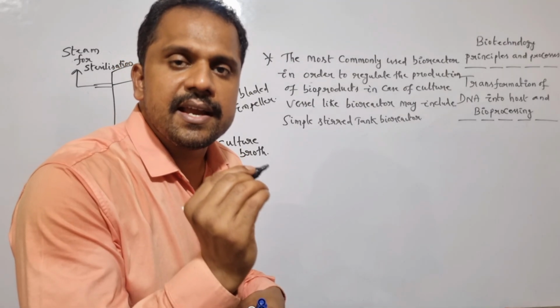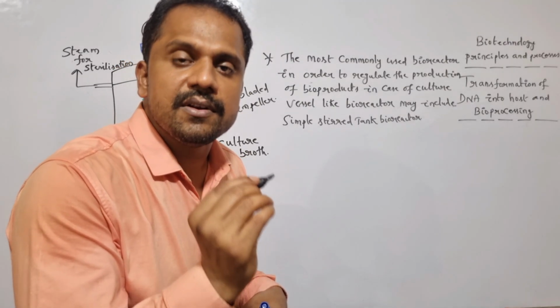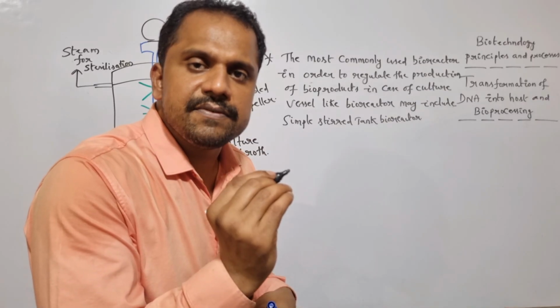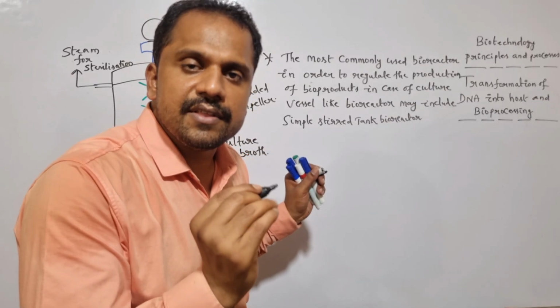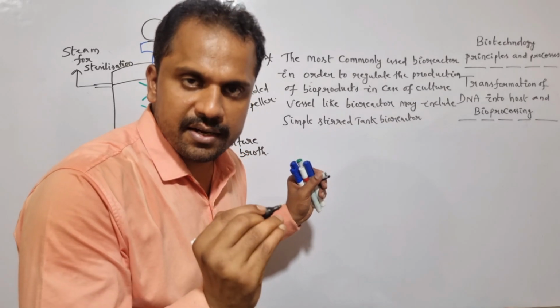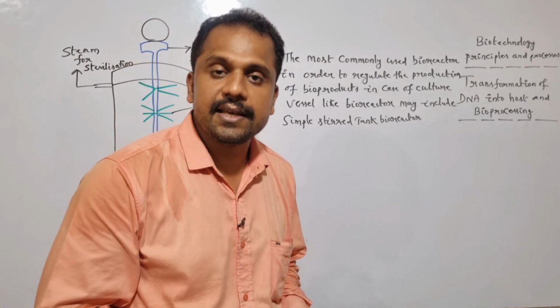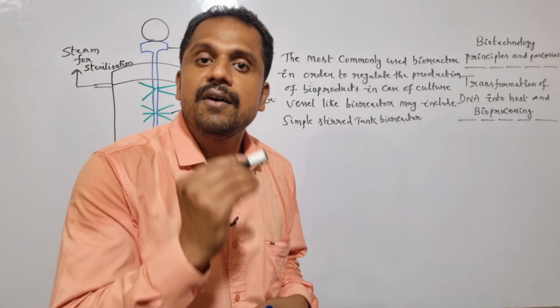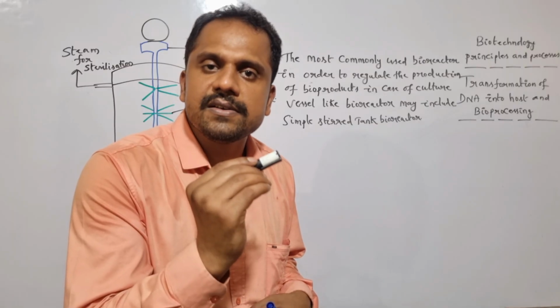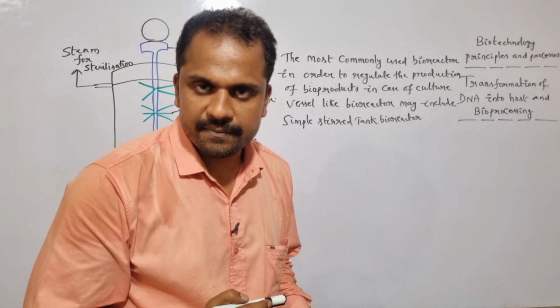Agitator is the mechanical stirrer which is responsible for mixing all the specific contents in the culture vessel like a bioreactor. And the mechanical stirrer like the agitator is also responsible for mixing the specific oxygen throughout the bioreactor. Is it clear?